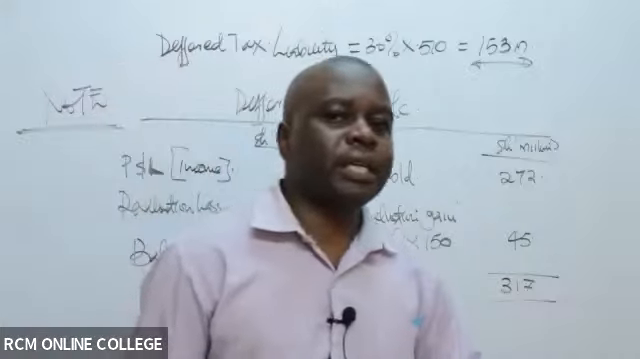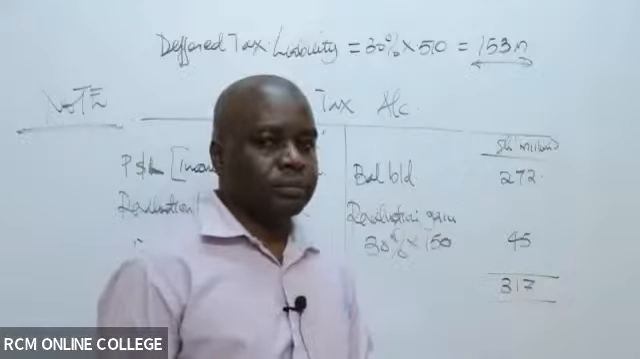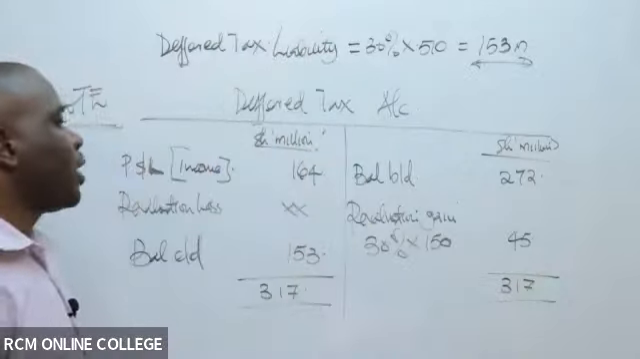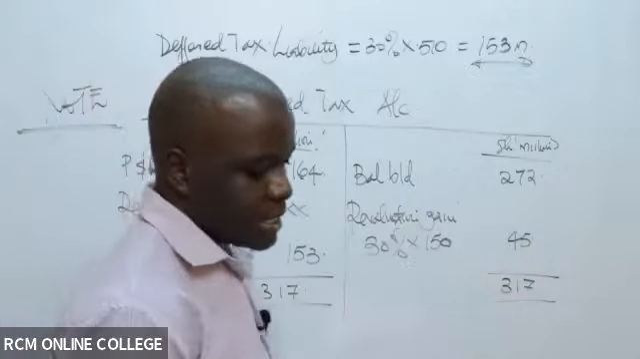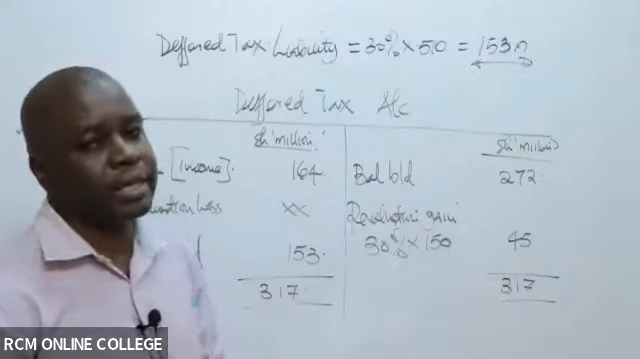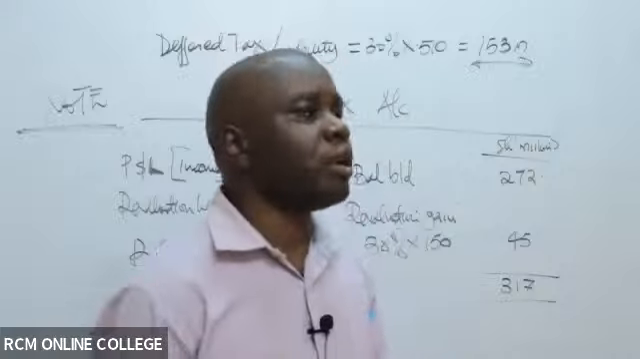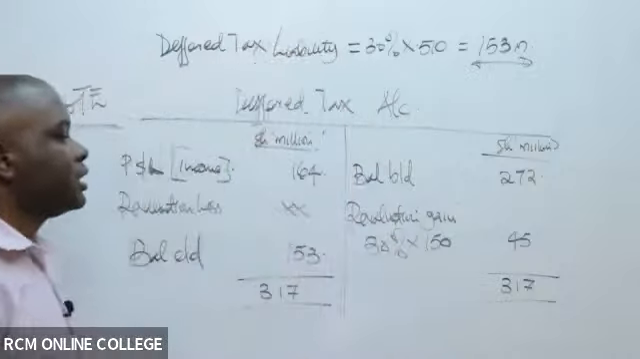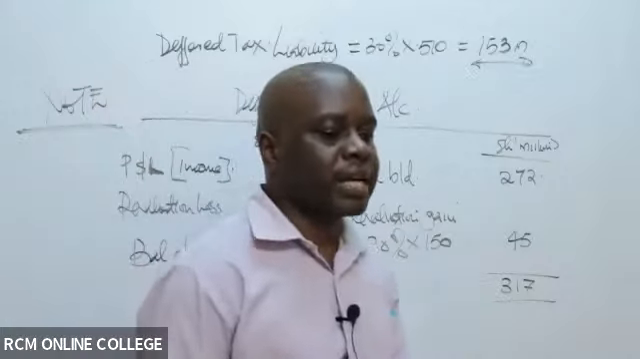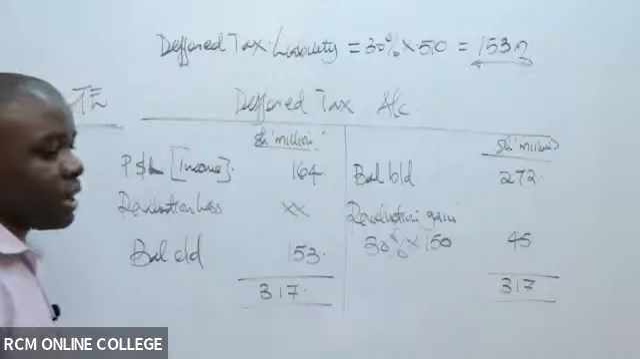Any revaluation gain will be credited in the deferred tax account with the deferred tax on the gain. So you have to consider the 30% on the gain. So that is note number one.